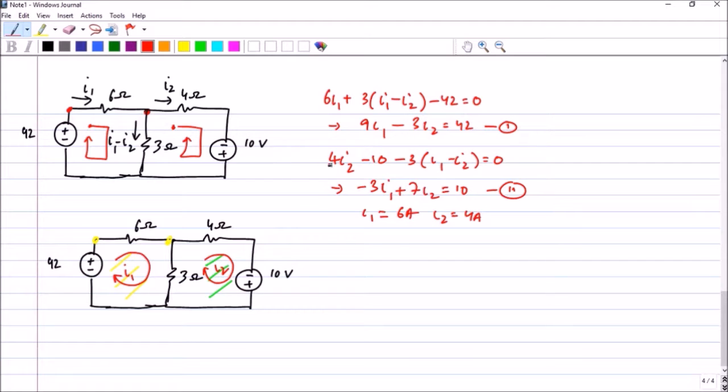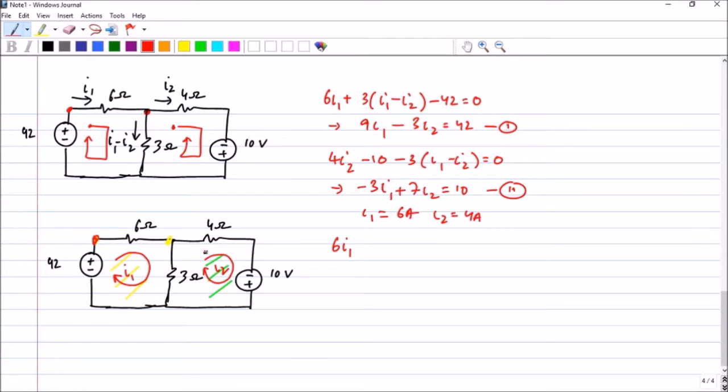Alright, so let us start writing the KVL, and there is an important thing which you have to identify when you are going to write the current through the 3 ohm resistor. So let us start at this point and let us move in the same direction as the current. See, the current is moving like this. Alright, so I get 6I1. Now I am entering the 3 ohm resistor.